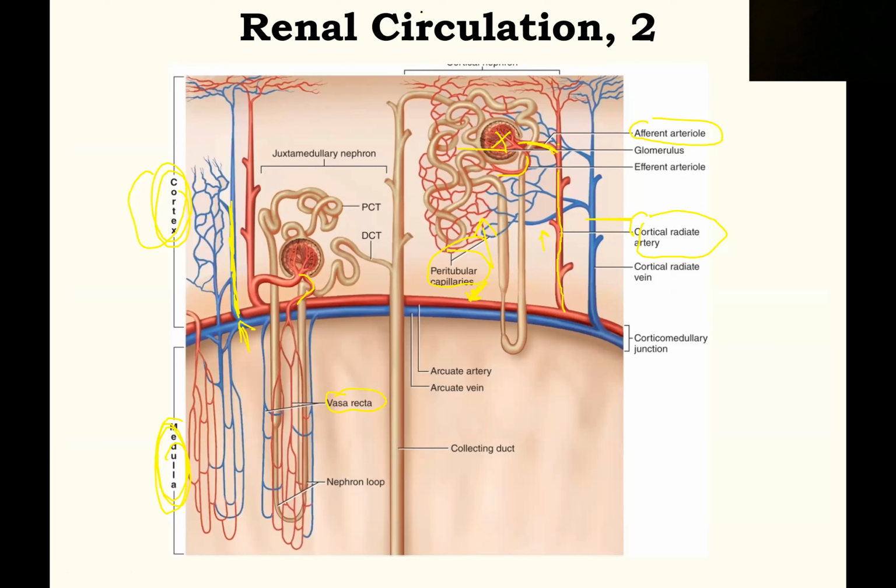Then you have the efferent with an E, efferent arteriole, either to the peritubular capillary or the vasa recta. And make sure that you put a distinction about renal cortex next to where you put peritubular capillaries and renal medulla near the vasa recta.